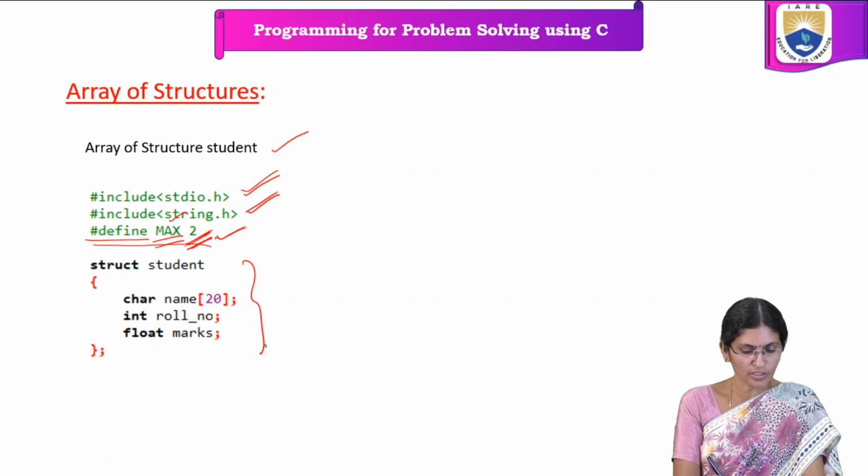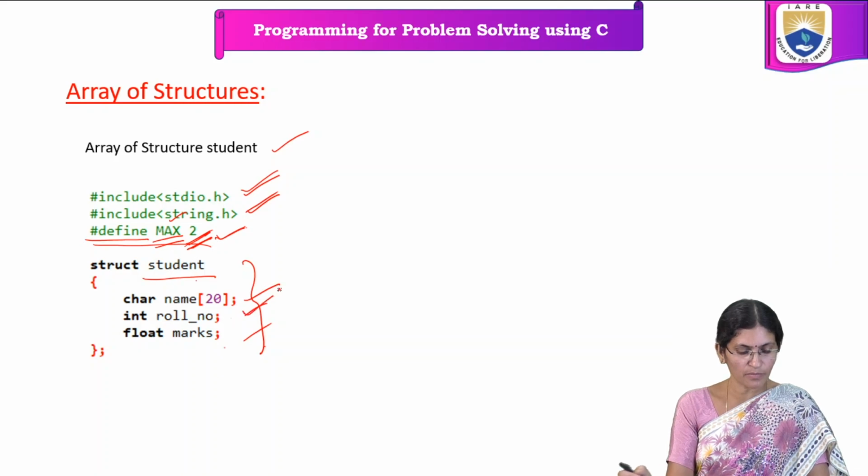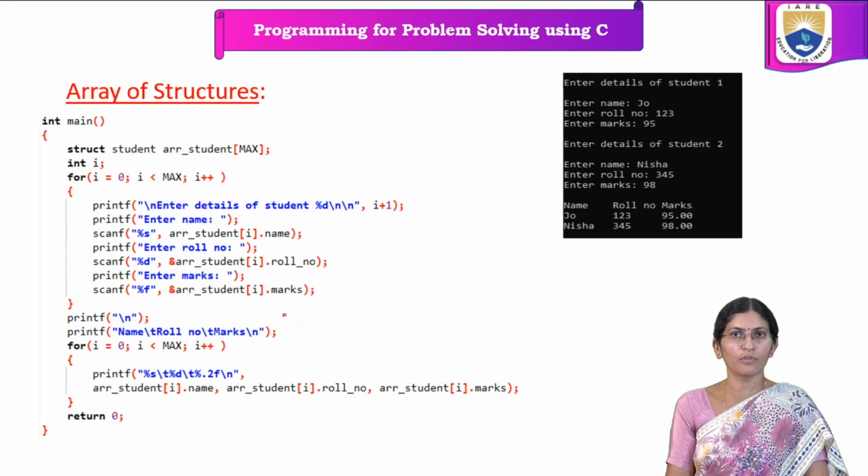Next, this is the structure definition. The name of the structure is student, and it has 3 attributes. There are 3 members of the structure: name, roll number and marks. Name is a character array, roll number belongs to integer type, and marks belong to float type.